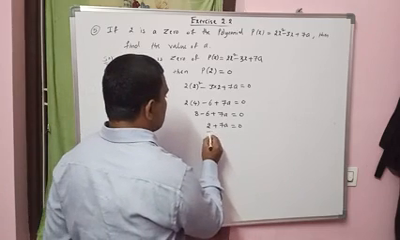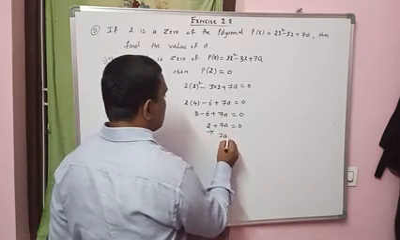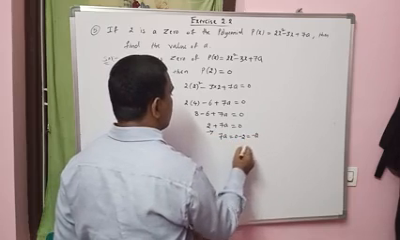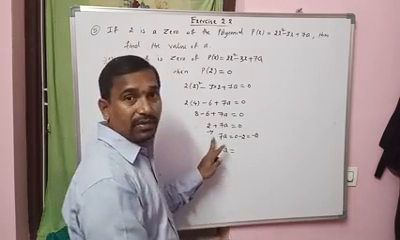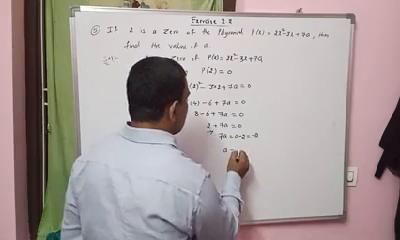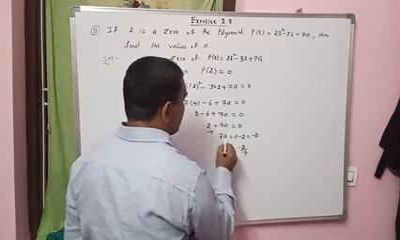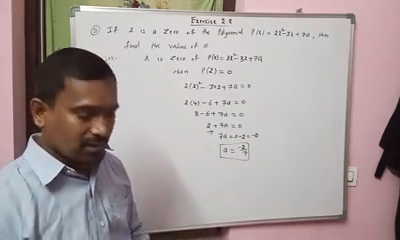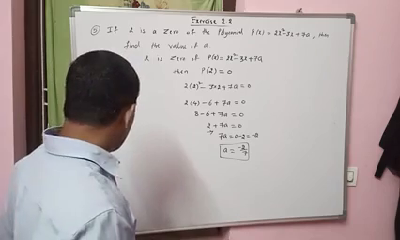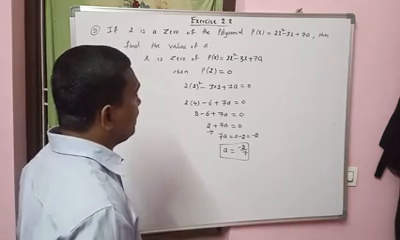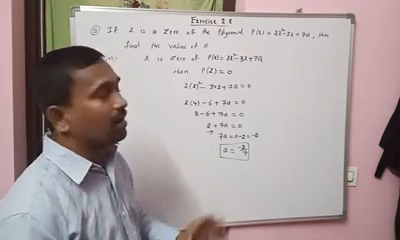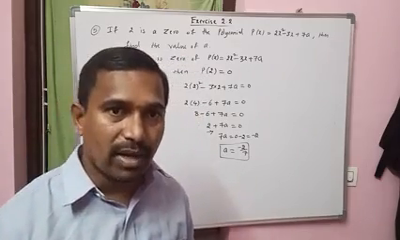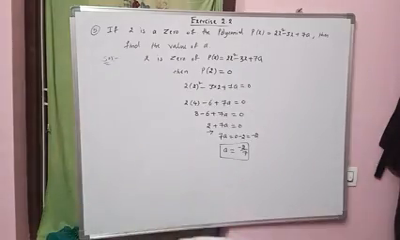Now, transpose this 2 to RHS. 7a equal to 0 minus 2, that is minus 2. Transpose 7 also to RHS, so a equal to minus 2 by 7. The 7 multiplying on the LHS transposes to RHS and divides. So, this is the way of finding the unknown value when a 0 of the polynomial is given. We don't know the unknown a value, so we are finding a value.